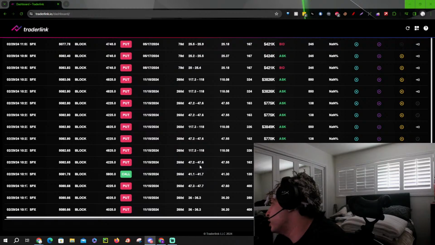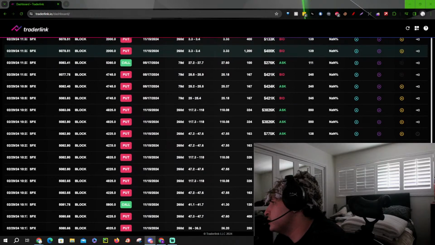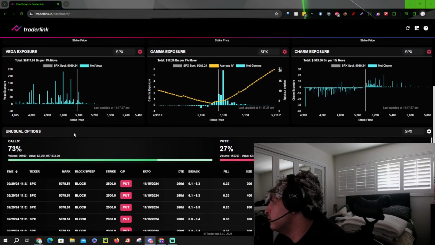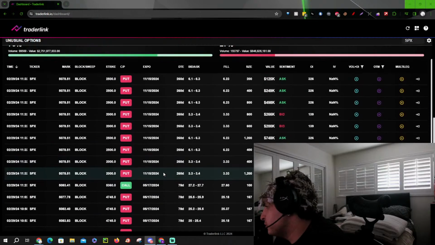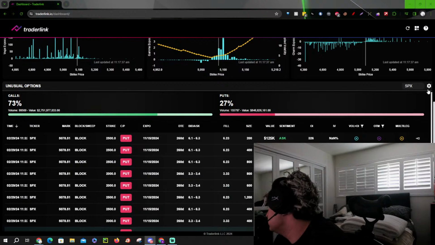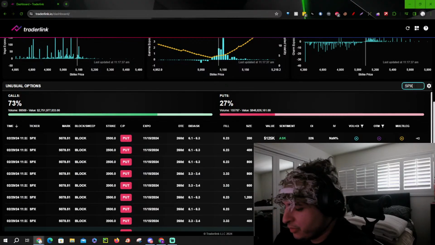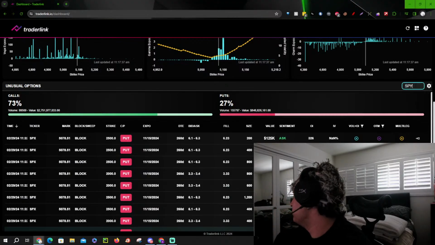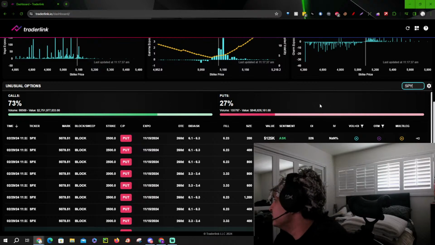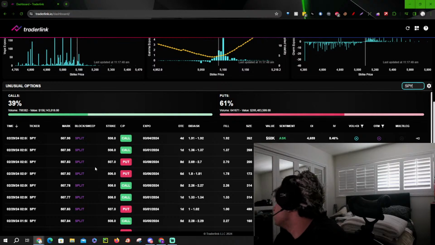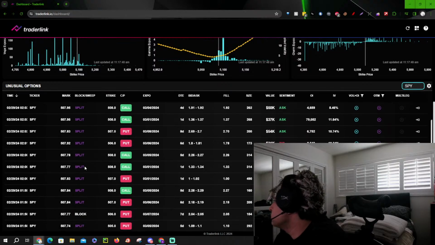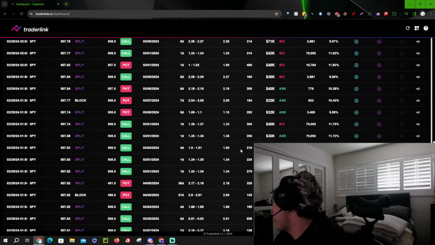From what I'm looking at, people are putting a nasty strangle on way in the money, way out of the money options. Shit's whack, honestly. There's only like three people actually. What is this baby premium?